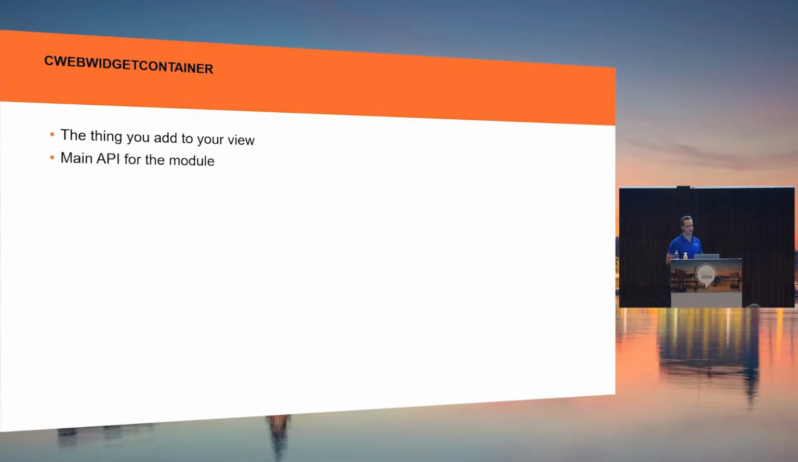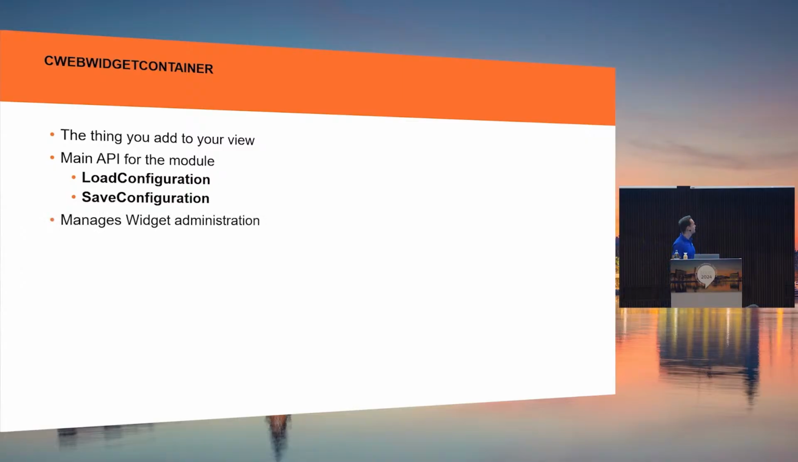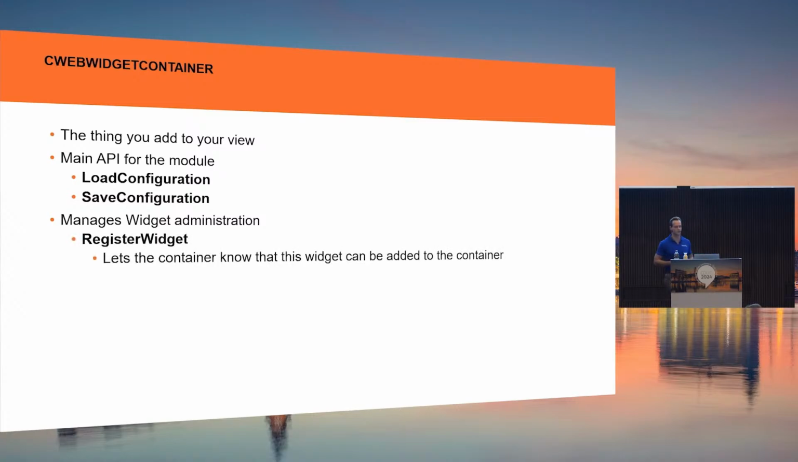This will be your main API for the module, and here you'll find instructions like load configuration, to load a dashboard configuration into the container, and save configuration. This thing manages widget administration. You manipulate this administration by using functions like register widget, which lets the container know, okay, well, I've built this little widget here, this composite, and at some point I want to add this widget visibly to my dashboard. So here it is. Now that you know about it, you can add it later. And actually adding it is then done by using add widget. This makes a visual instance of that widget on your dashboard.